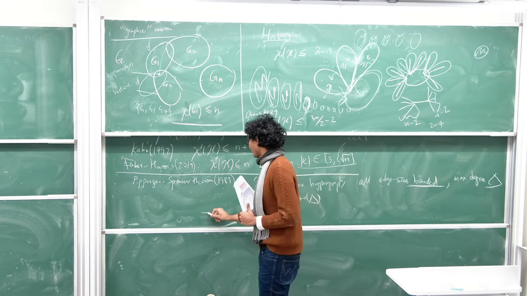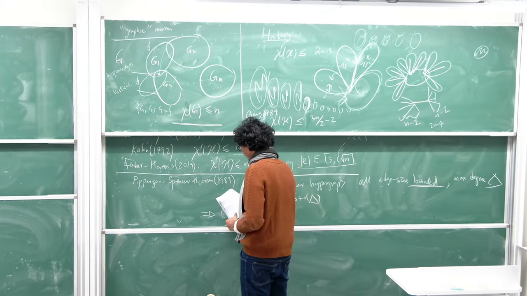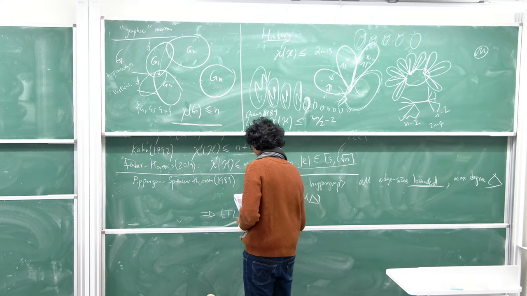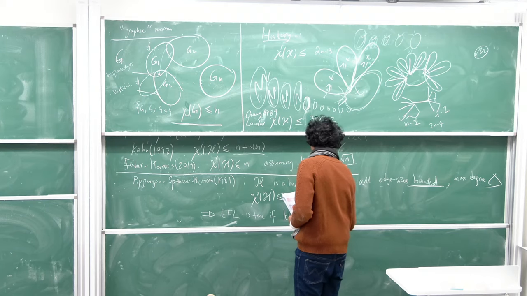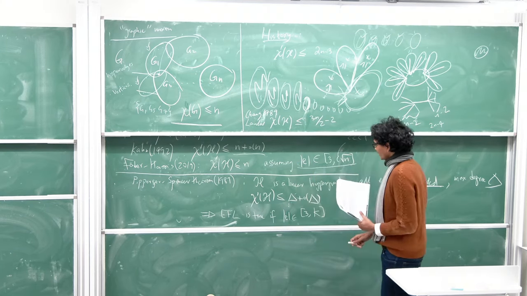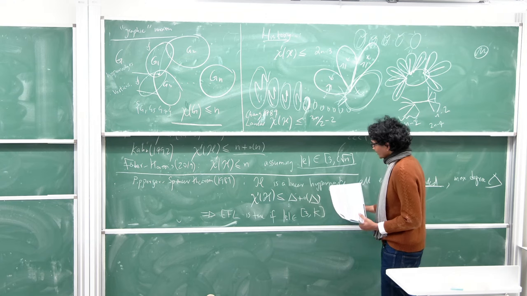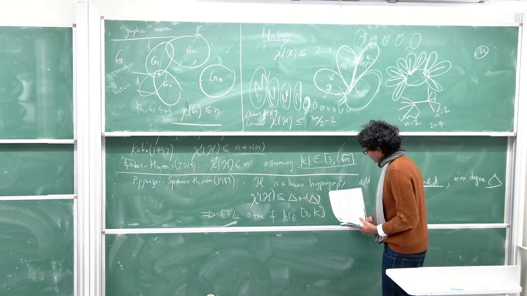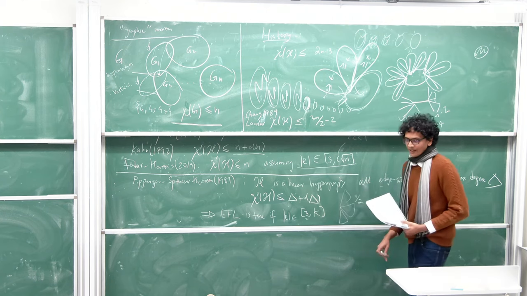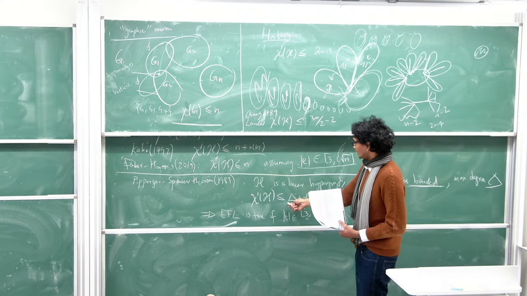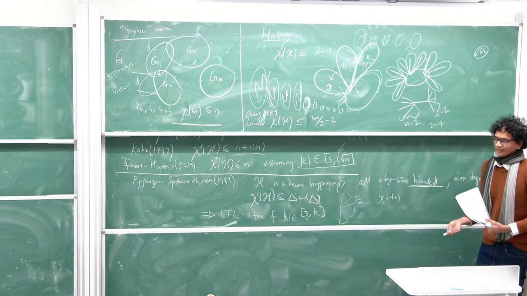It implies that the EFL conjecture is true if we assume all edge sizes are between, say, 3 and some large constant k. Why? Because if your edges are in this range, then because your edges are of size at least 3, your max degree is at most n over 2. So this theorem tells you that your chromatic index is even better, roughly close to n over 2.